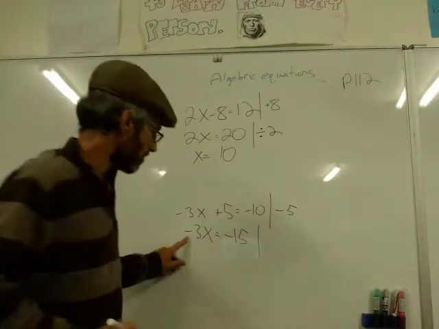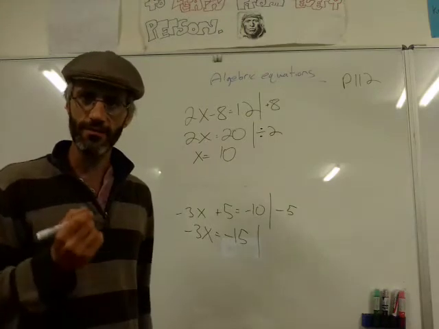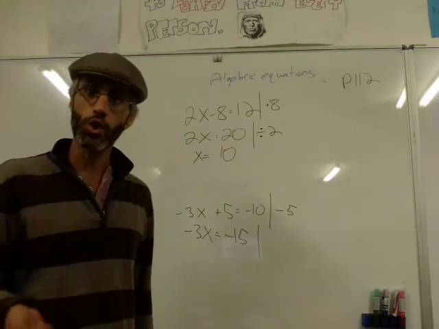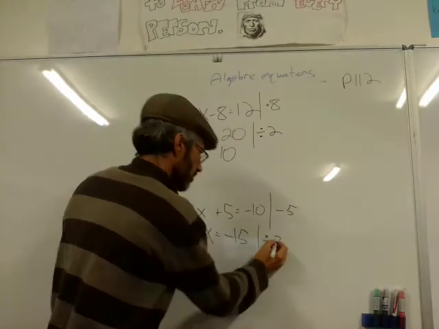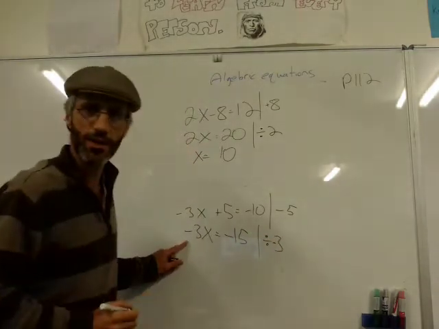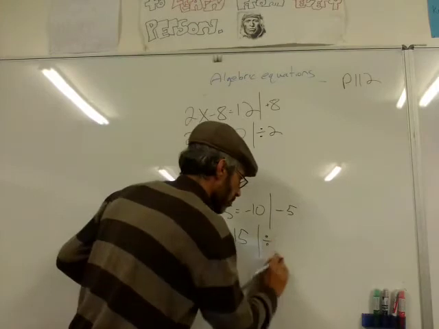Now I've got minus 3 times x, and I want to get rid of the minus 3. So I'm going to divide it by minus 3. Okay? Oops, not by 3, but by minus 3. Okay? Make it a bit more clear.